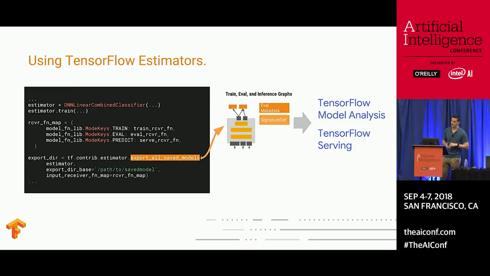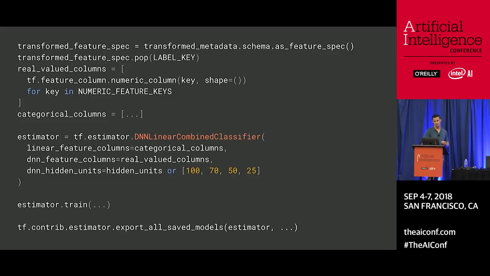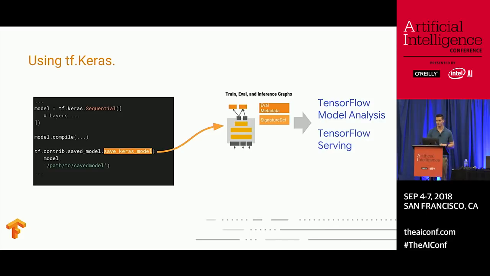Now, the estimator has a method that's currently in contrib, but it will move to the Estimator API with 2.0. It's called export saved model, and that actually exports a TensorFlow graph as a saved model such that it can be used by TensorFlow Model Analysis and TensorFlow Serving. This is just a code snippet from one of our examples of how this looks for an actual example. In this case, it's the Chicago taxi data set, where you just instantiate the DNN linear combined classifier, call train, and export it for use by downstream components.